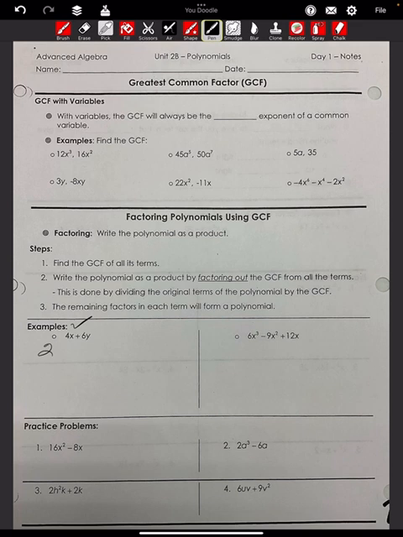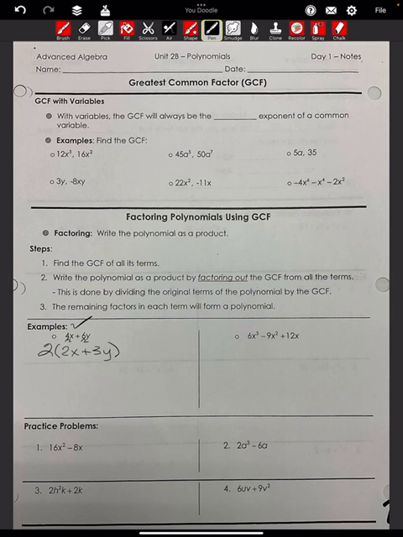Now we have x and y. X is not the same thing as y, and y is not the same thing as x, so we have to leave those. There's no common letter factor. The letter has to be in both terms in order for it to be a greatest common factor. So we divide 4 by 2 and get 2x, and 6 by 2 is 3y. And so we have successfully factored using the greatest common factor.